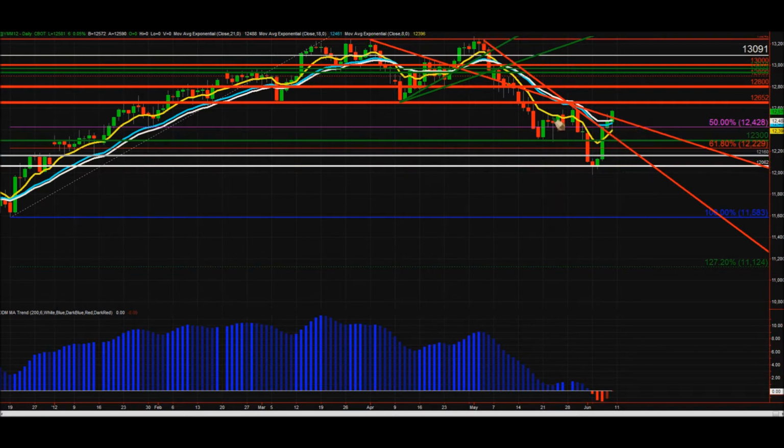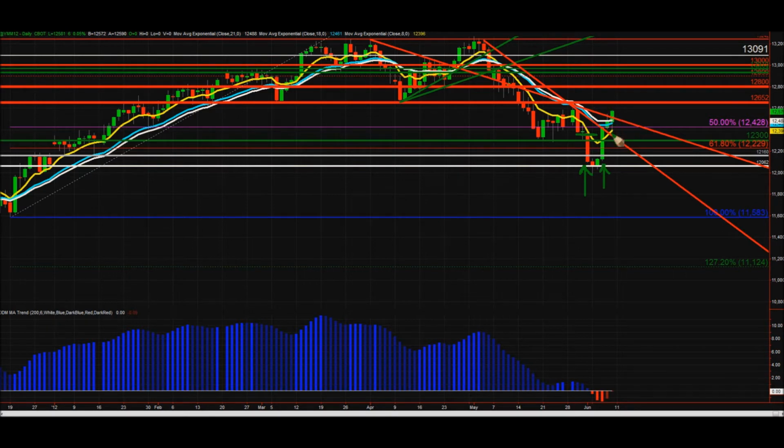Okay, so that's where we were looking for it to fail. Initially it would have made sense from a technical perspective to get short in and around here, either right when it hit that level or if it rolled over from that level. Now, because we closed above this bar decisively, this wide range bar, and then we closed at the highs here on, I guess that would have been Wednesday.